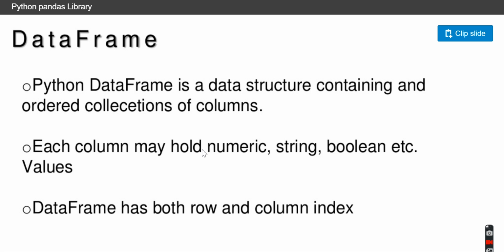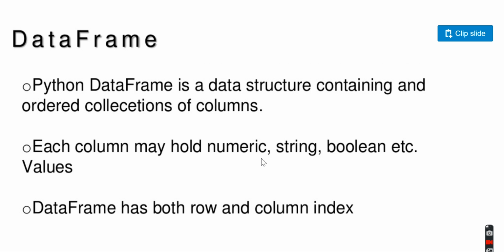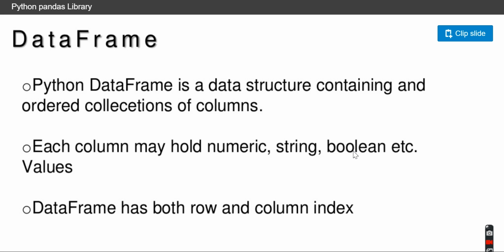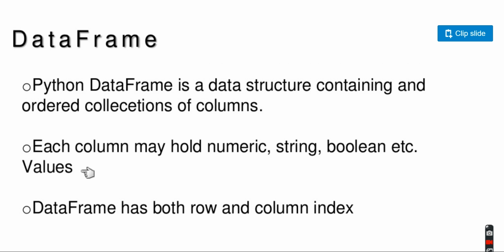Each column may hold numeric, string, or boolean values. Numeric means numbers, string means characters, boolean means true or false. And a data frame has both rows and columns. As I told you already, a series must have only a one dimensional array, but a data frame will have a two dimensional array, that is row and column.